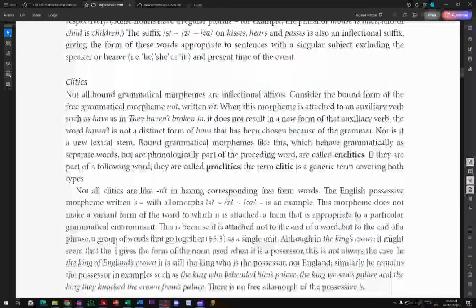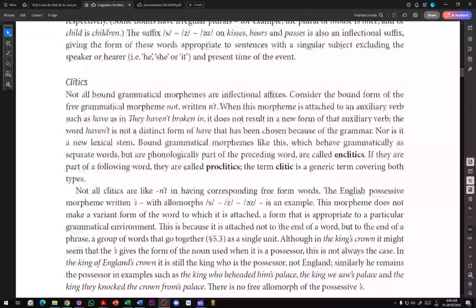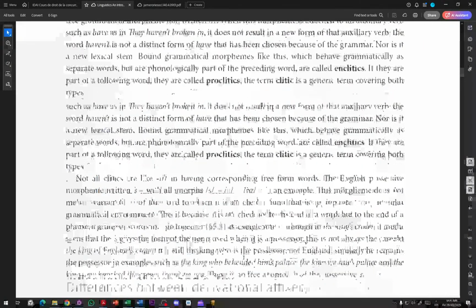If they are part of the preceding word, they are an enclitic. If they are part of the following word, they are proclitic.